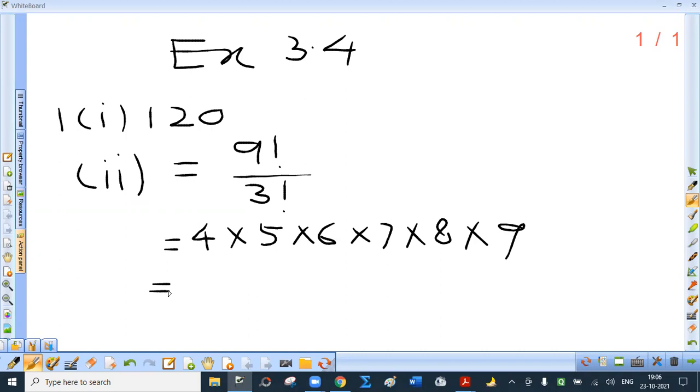One student has written the answer as 60480. Let's check this.